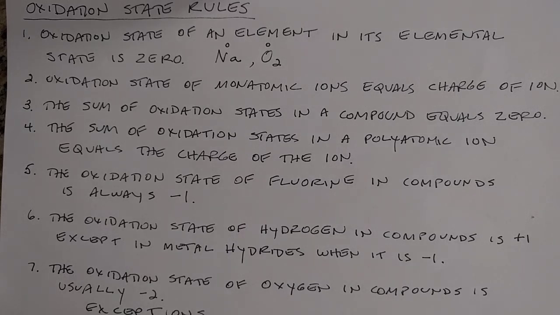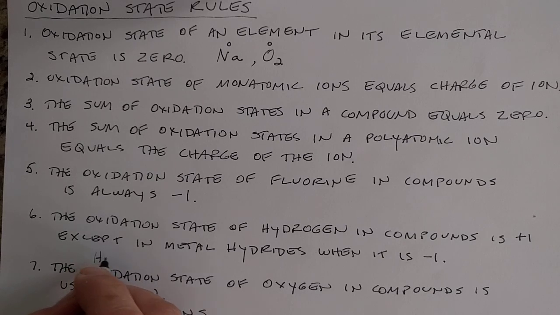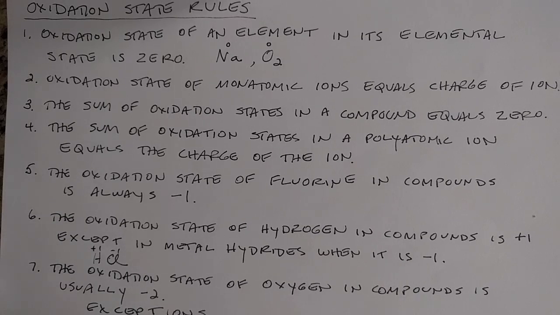5, the oxidation state of fluorine in compounds is always -1, because fluorine is the most electronegative on the periodic table, so it's going to be assigned all of the bonding electrons. 6, the oxidation state of hydrogen in compounds is +1, except in metal hydrides when it is -1. So if we have HCl, hydrogen is +1, chlorine is -1, they add up to 0.